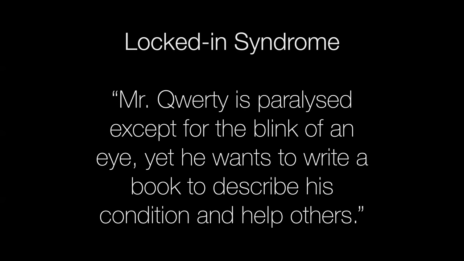So this is a real story, actually, and this guy called Mr. QWERTY is paralyzed, except for the blink of an eye. So his mental activity is completely fine, and he can blink just one eye, okay? So this guy wants to write a book to describe his condition and help others with the same locked-in syndrome. So how do we help Mr. QWERTY to write this book? He can just blink an eye, okay?